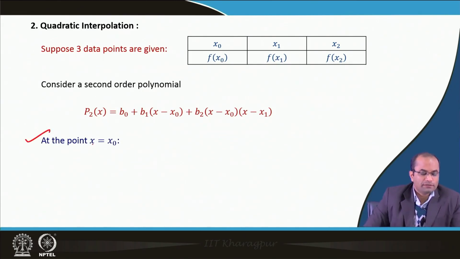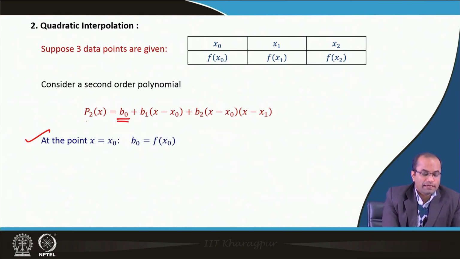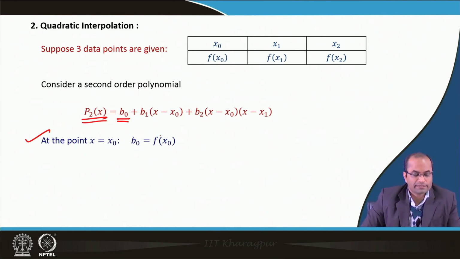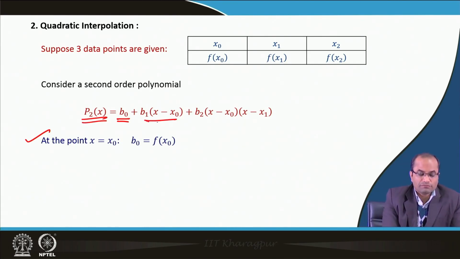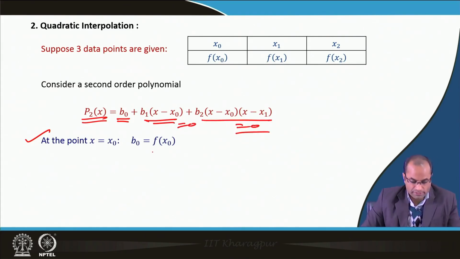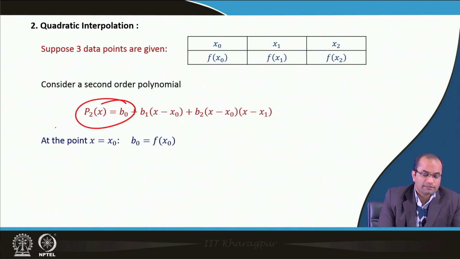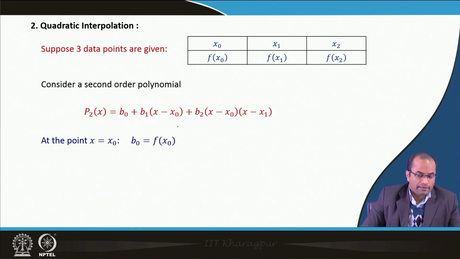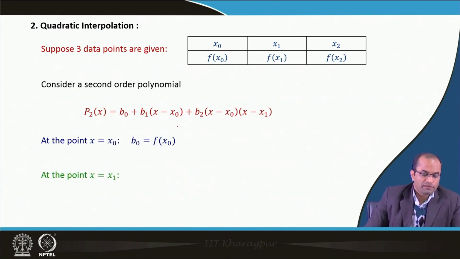So, at the point x equal to x naught, if we substitute there, we have b naught, and this p 2 at x naught will be the function value at x naught. Because this term will go to 0 and this term will also become 0 at x equal to x naught, directly we will get b naught is equal to f x naught. And now, we will go for the second point, that is x 1.